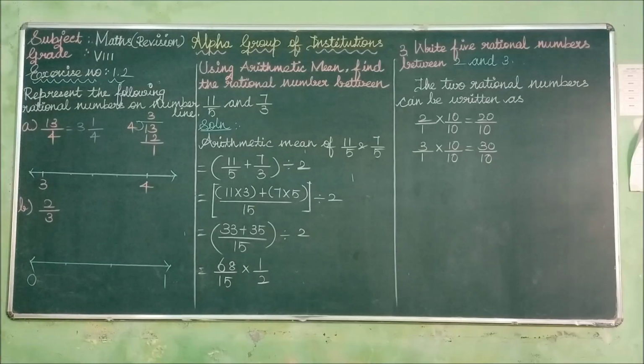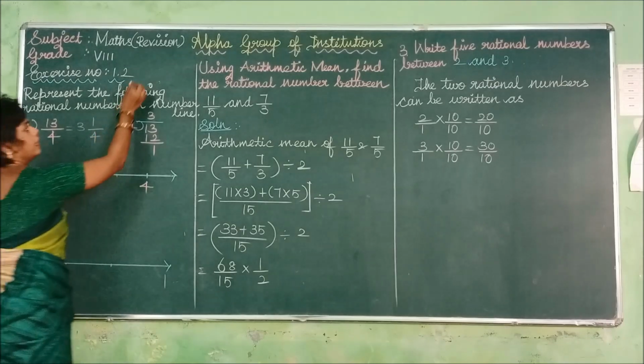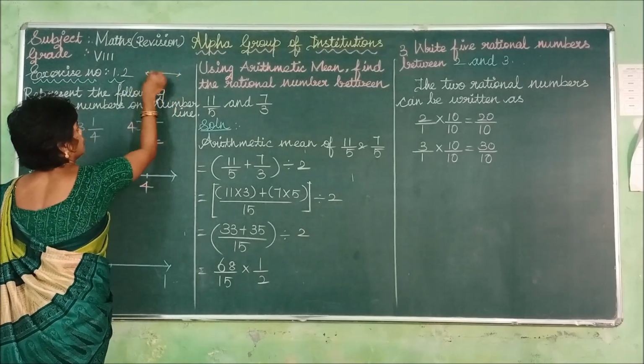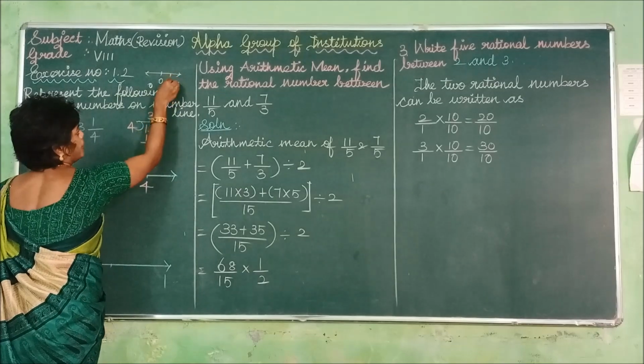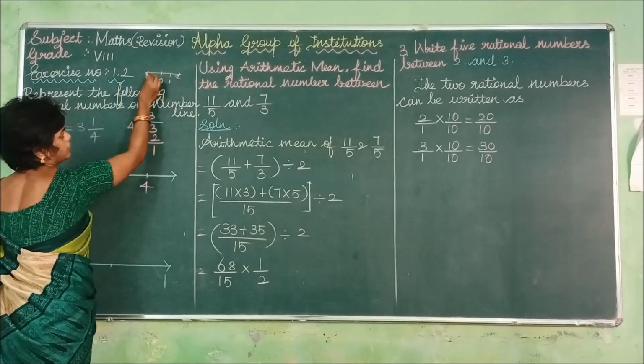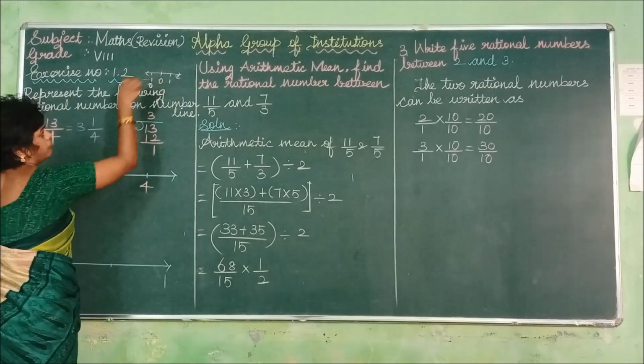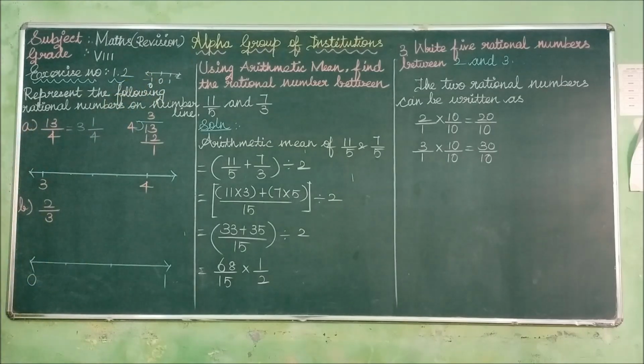Exercise number 1.2. Represent the following rational numbers on a number line. So what do you mean by number line first? For integers, we can write the number line using 0 as the origin. The right side of the origin will be positive values 1, 2, etc. The left side of the origin will be negative values -1, -2, etc.